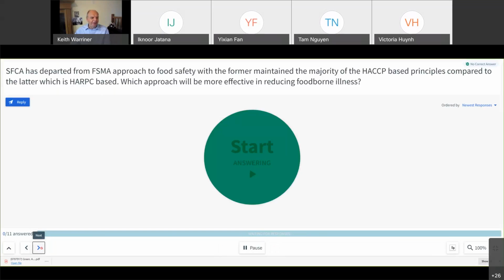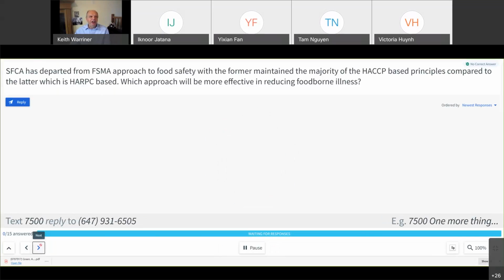So last question, I know we're running over time. Given your knowledge of FSMA and the Safe Food for Canadians Act, so obviously we're diverging now. One's keeping with HACCP, one's keeping with HARPC. Which one do you think is going to be more effective in the future? Do you think, under FSMA, it's just growing pains essentially? Or do you think there's some other reason?